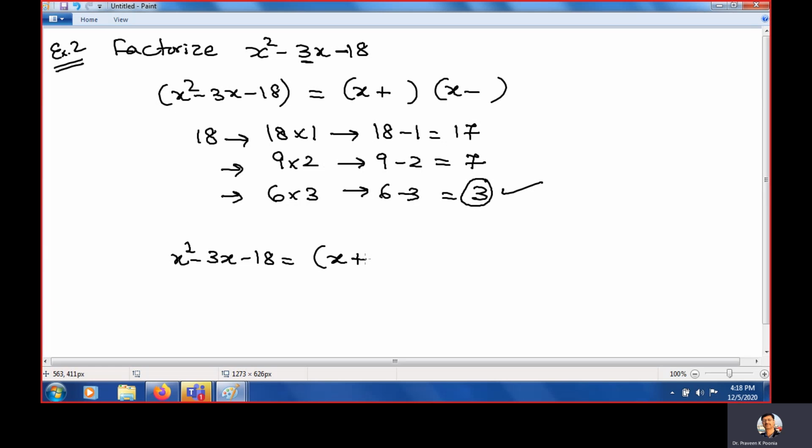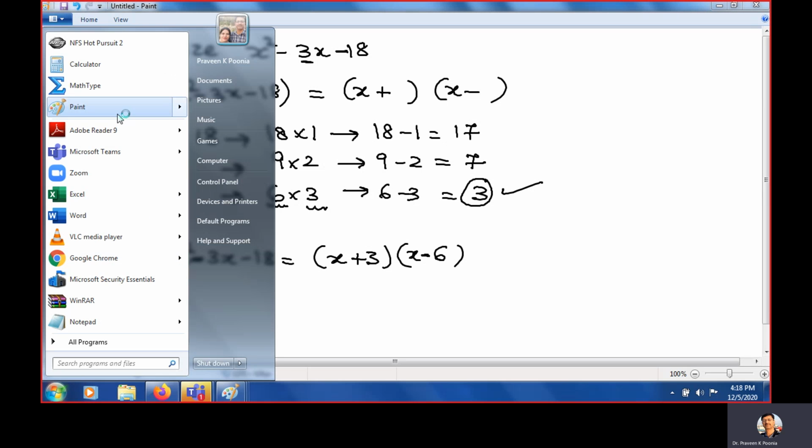What are the factors? One factor is 6, one factor is 3. Now check here. Is the middle term positive or negative? Negative. So the big factor will be negative. So 6 will be negative here, 3 will be positive here. That's all. This is the solution. How to get it? If the middle is plus, the big factor will be plus. If the middle is minus, the big factor will be minus.